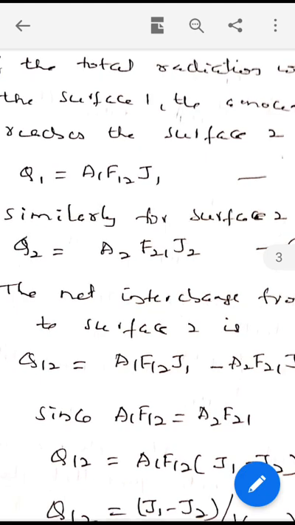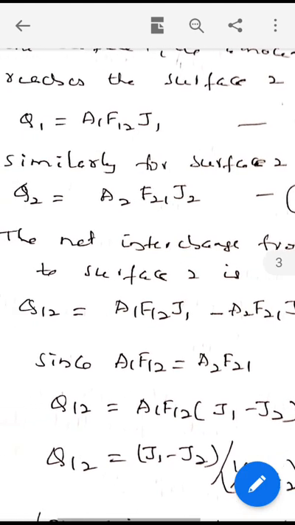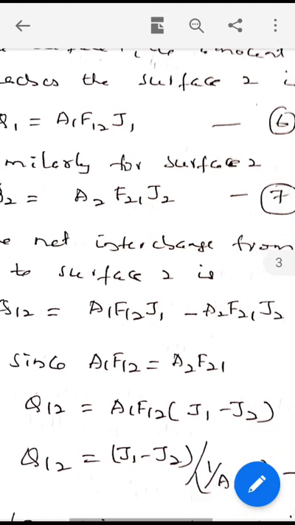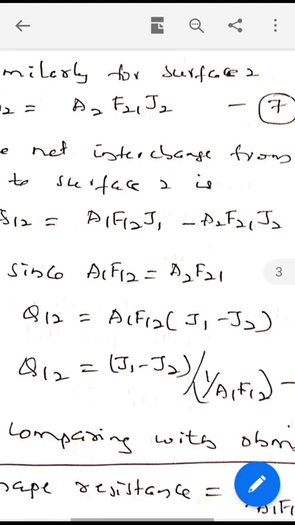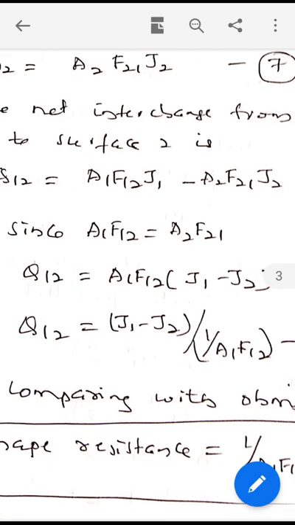So the net interchange from surface 1 to surface 2 will be Q12 equal to equation 6 minus equation 7, A1 F12 J1 minus A2 F21 J2. Since A1 F12 equal to A2 F21, that is the reciprocity relation between the shape factors, we can write Q12 equal to A1 F12 into (J1 minus J2). So Q12 equal to (J1 minus J2) divided by (1 by A1 F12).